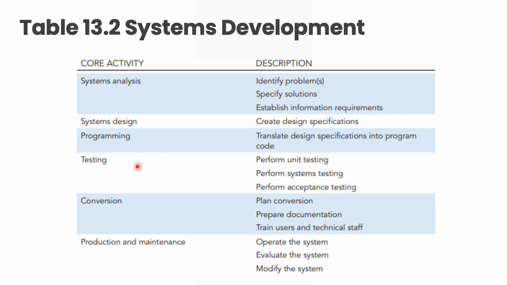Next one, testing. Before we use it for real, we have to check everything. We have to check for any mistakes. We test each small part, each unit testing, and then test the whole system together. And finally, make sure the users are happy with it. That's acceptance testing.